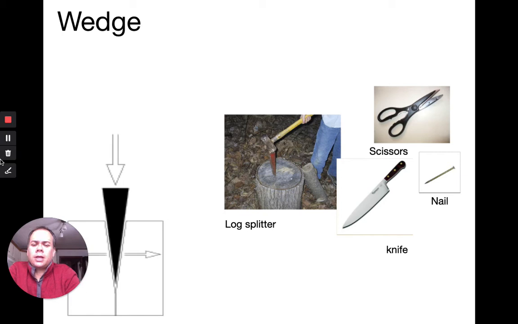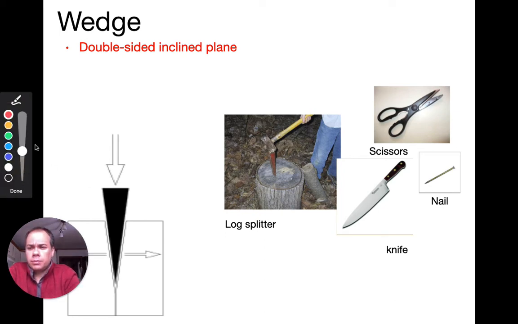The wedge is basically a double-sided inclined plane. So what does that mean? If we look at this diagram here, we see an inclined plane. Here's one inclined plane, and right next to it is another inclined plane stacked together. You use this wedge by applying a downward force on this part of the wedge.